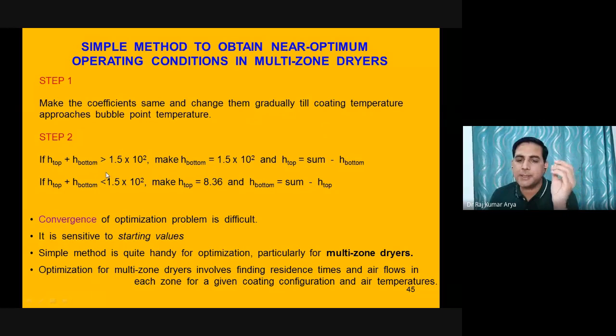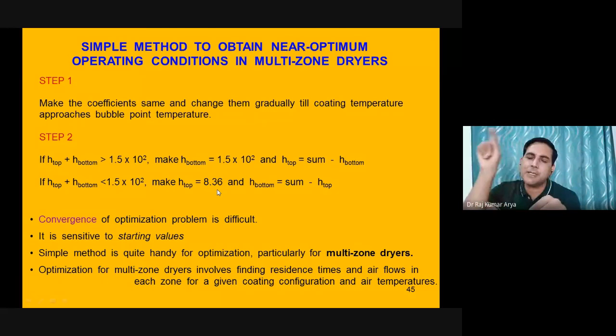So what we did here, initially you can give the heat transfer coefficient in the given range, actually 1.5 × 10^2 and 8.36. So you have these two ranges. You can give any value of that. On the safer side, you can give the same on top and the bottom. Based on that, it will optimize your heat transfer coefficient, and it will give you some optimized heat transfer coefficient values. Fine.